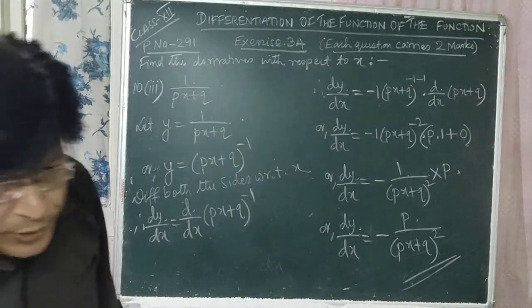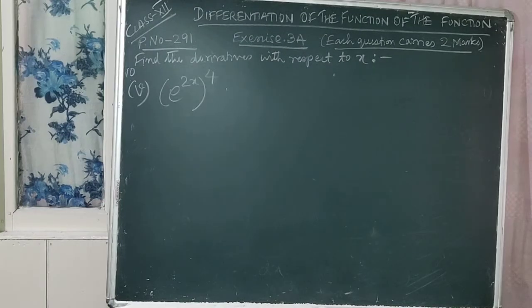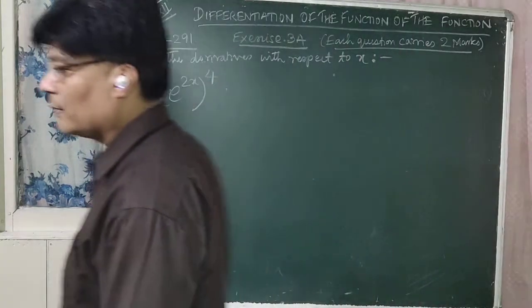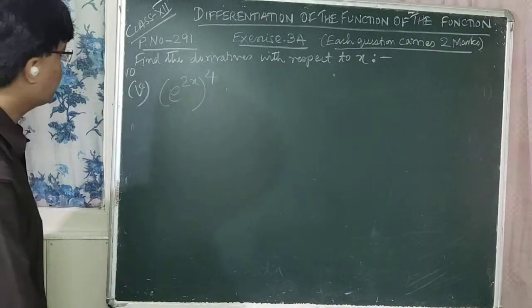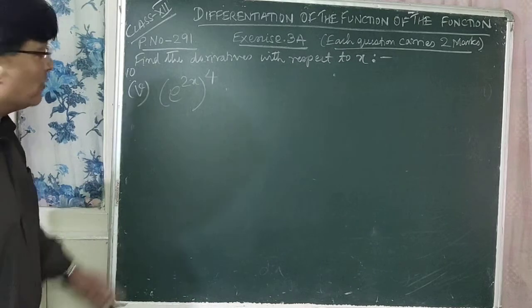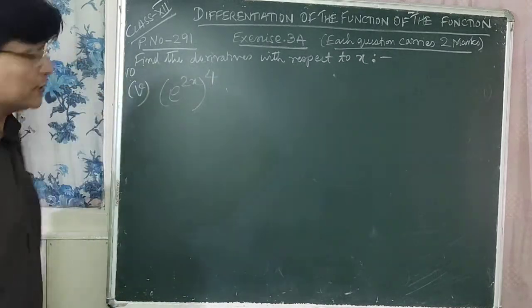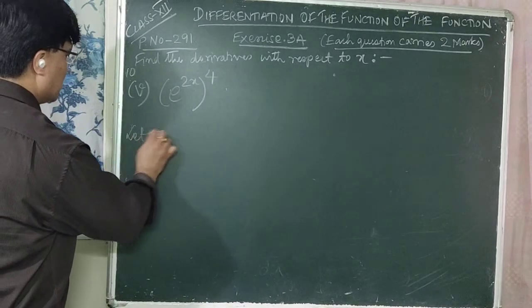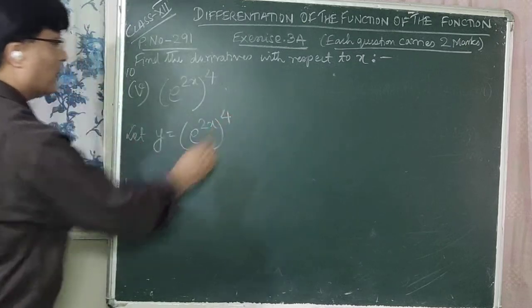Now let's do the next question. So now we'll do the next question, that is 10 number 5. You have to find out the derivative of (e to the power 2x) whole to the power 4 with respect to x. So let y is equal to (e to the power 2x) whole to the power 4.